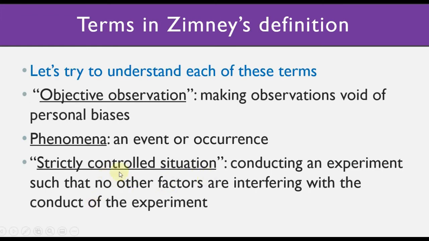Let's try to understand each of these terms. Objective observation is making observation to avoid personal biases. Okay, meaning objective observation, may sinusundan tayo para hindi siya maging bias or maging personal view lang ng isang experimenter o ng isang tao. What do we mean by phenomenon? It's an event or occurrence. Okay? Pangyayari. Strictly controlled situation, conduct an experiment such that no other factor interferes with the conduct of the experiment. Meaning to say, with this one, ayaw natin mahaluan yung dependent variable natin ng ibang factors aside from independent variable. Kaya nire-remain natin siya na dapat kontrolado natin. Okay?